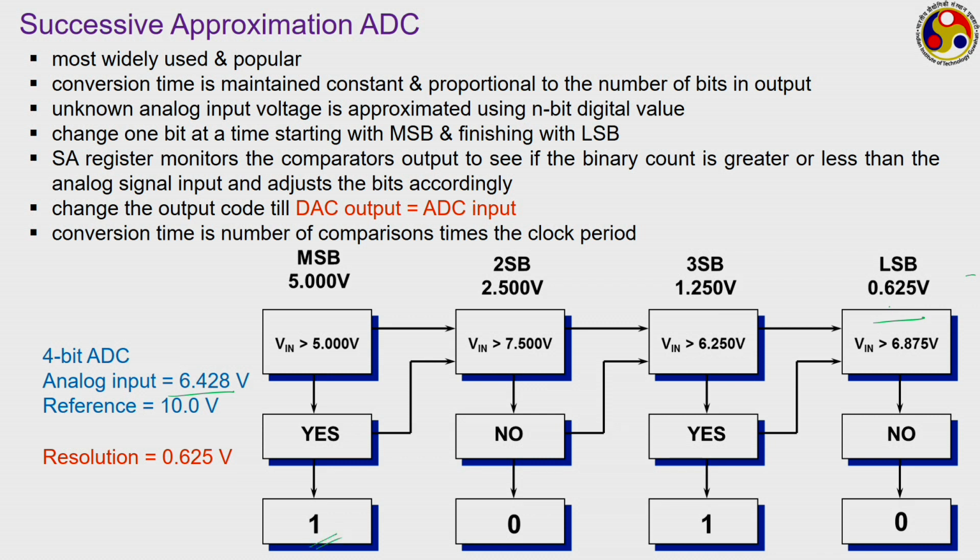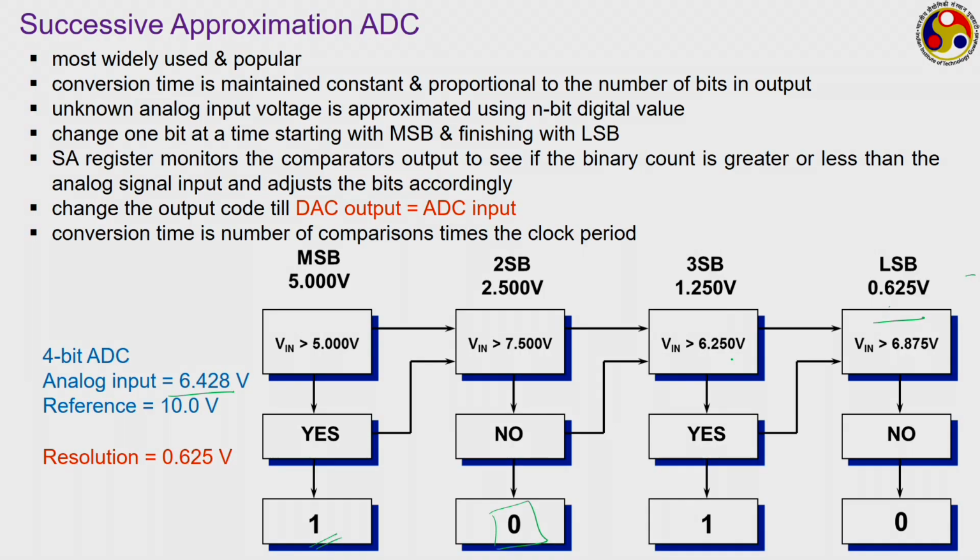Now, it moves to the second one, which was initially 0, and now it is set to 1. So, how much is your output? 5 plus 2.5, that is 7.5 volt, the output of your DAC, and whether the input is greater or not, it is lesser, so it goes back to 0. Now the third bit goes to 1. So how much is your output from the DAC? Remember, the MSB has already been set to 1, the second one has been set to 0. So you have 5 plus 1.25 volt, so 6.25 volt.